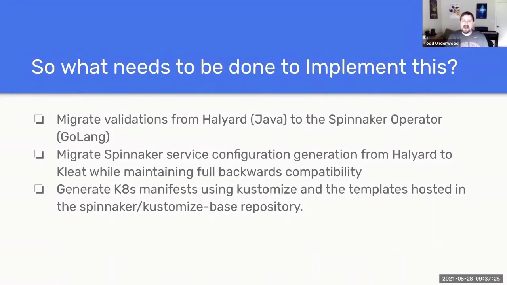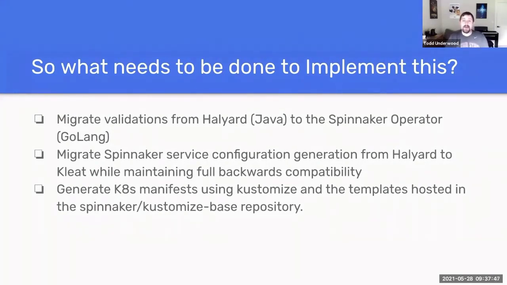We want this to be done in a backwards compatible method so that you can still take the same HAL config you were passing to the Halyard sidecar before, and this time pass it into the Cleat library. We don't want teams to have to go through and modify that HAL config manually. We want it to be as backwards compatible and as low effort to migrate as possible.